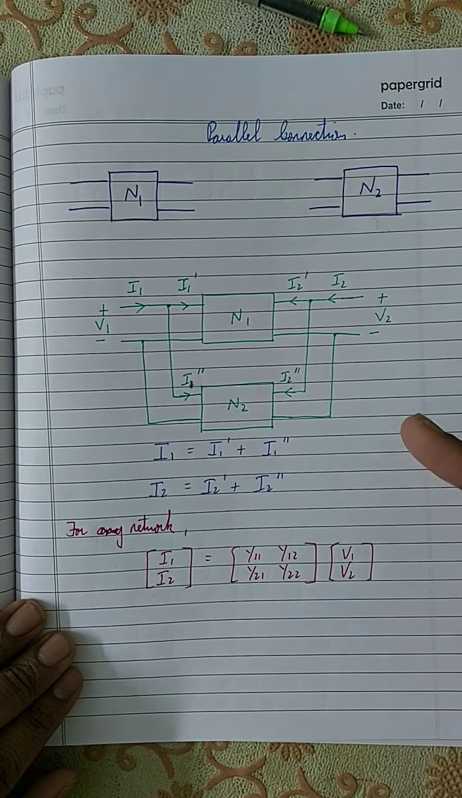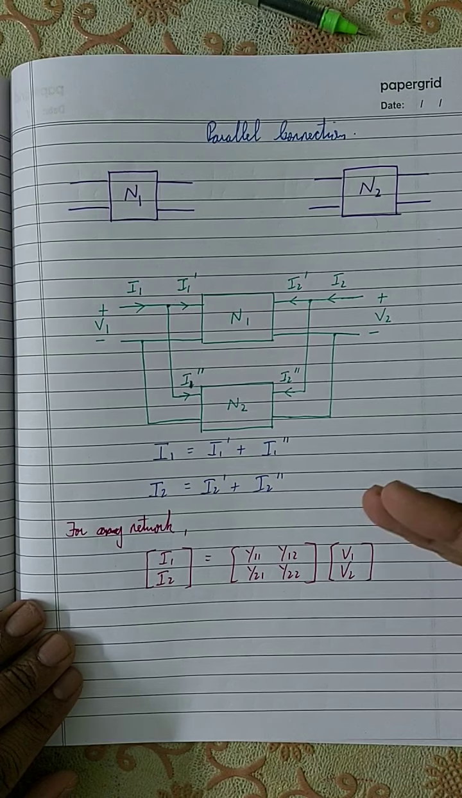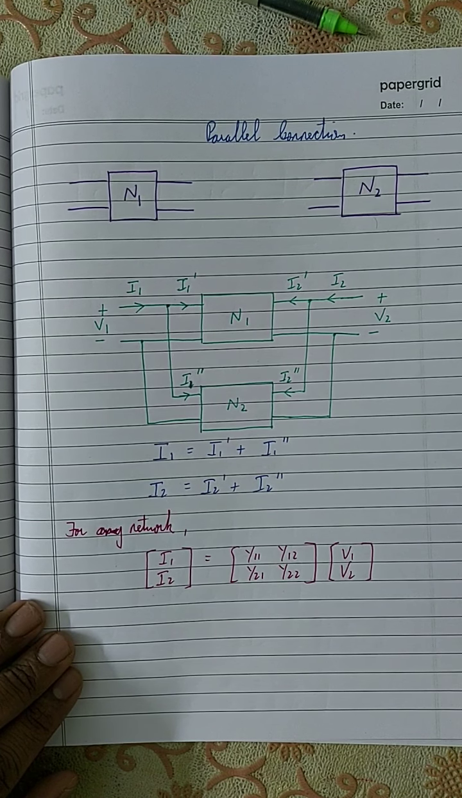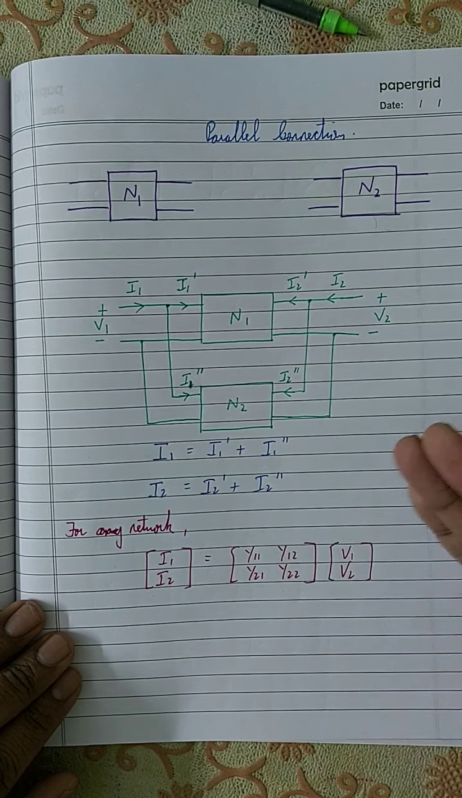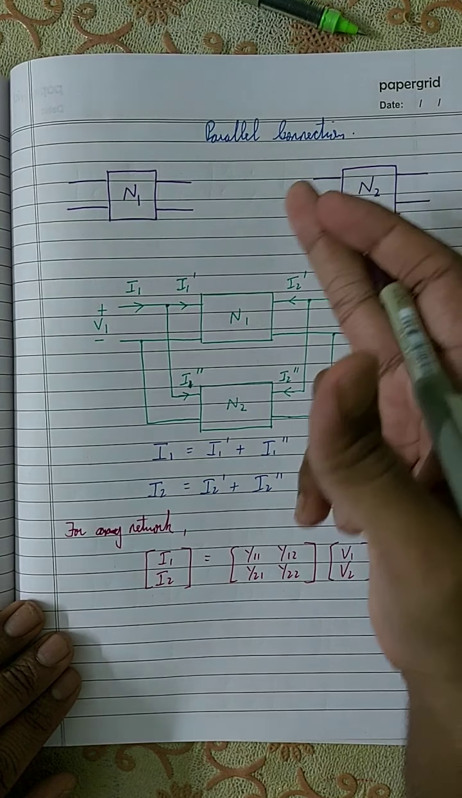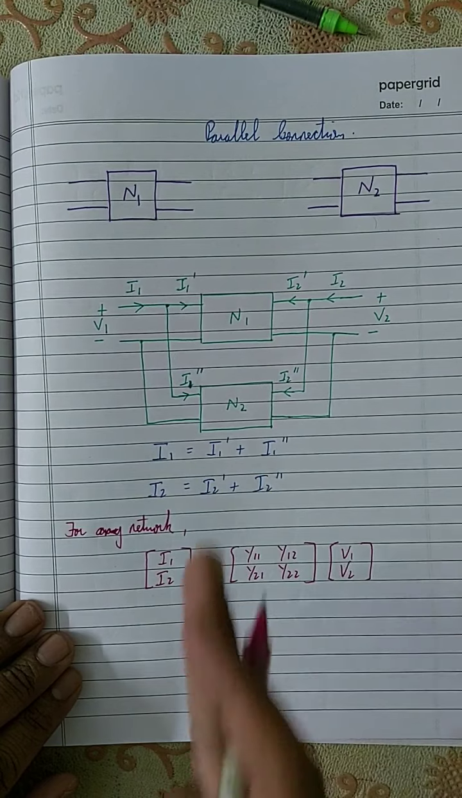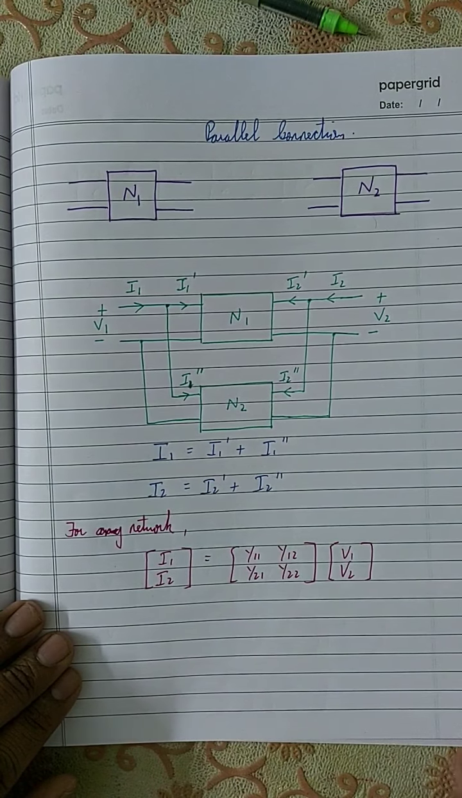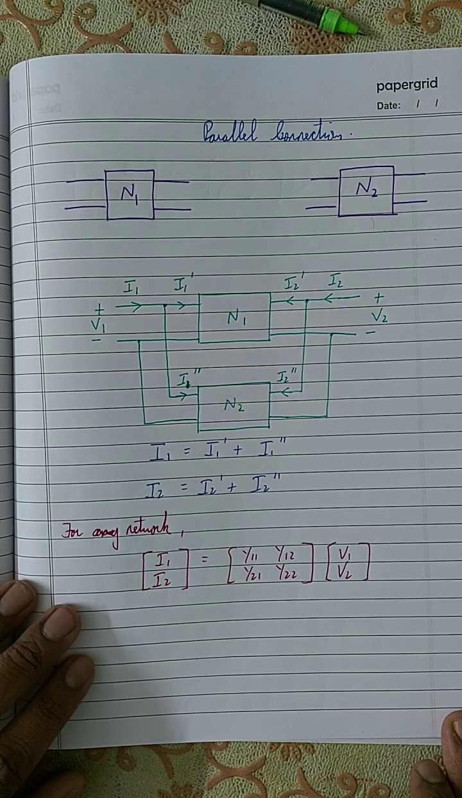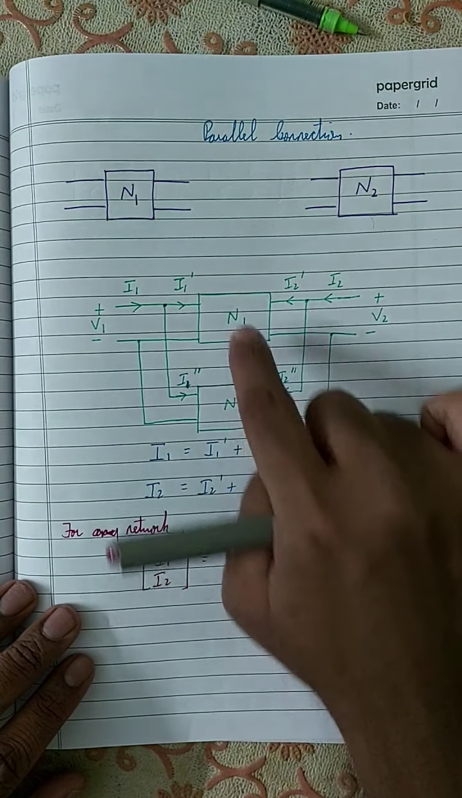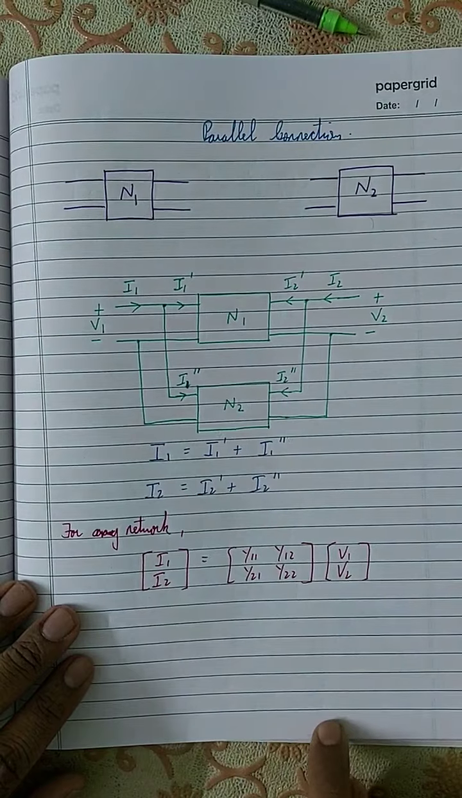Like I said before, I'm going to explain which connection we are using for which network parameter. We have already learned that for cascade connection we use the transmission parameters, and for parallel connection we are going to represent the overall network using the Y parameter equation. To do so, I'm going to represent the individual Y parameters of the network.